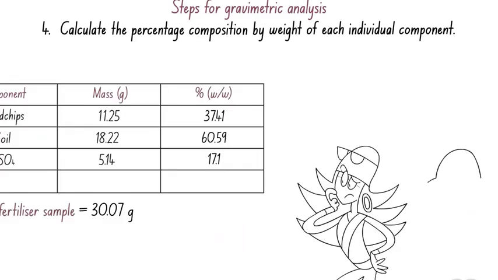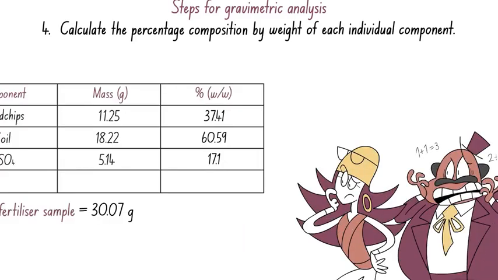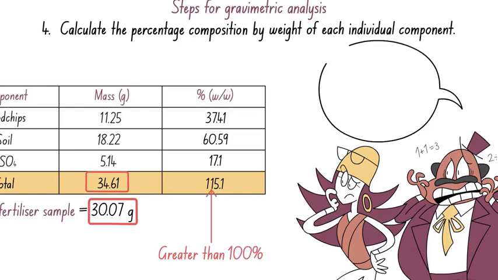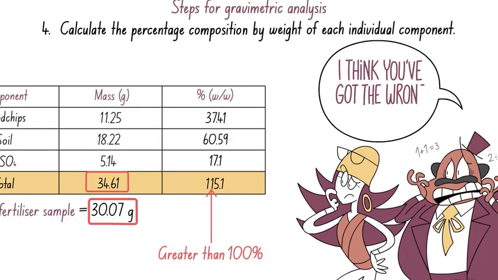Long Jane Silver looks more carefully at their results. Hold on, something's not right. She calculates the total of each column in the table and finds that the numbers don't add up. The mass of all the components of the fertiliser is greater than the mass of the fertiliser, and their percentage compositions add to more than 100%. Did they make a calculation error, or did they perform the experiment incorrectly? In the next lesson, Gravimetric Analysis 2, we'll explain these inconsistencies and discuss other potential pitfalls of this experiment.